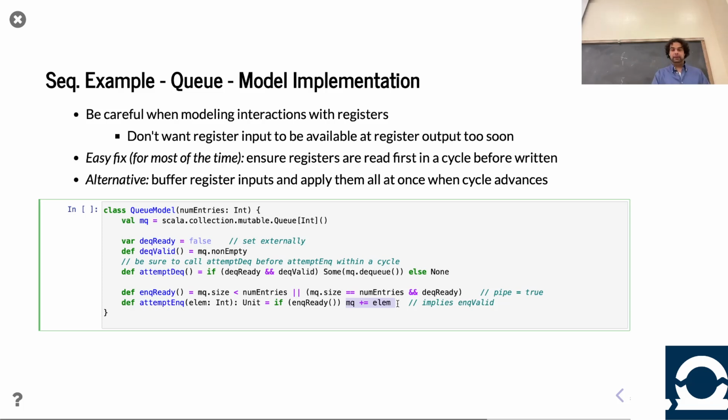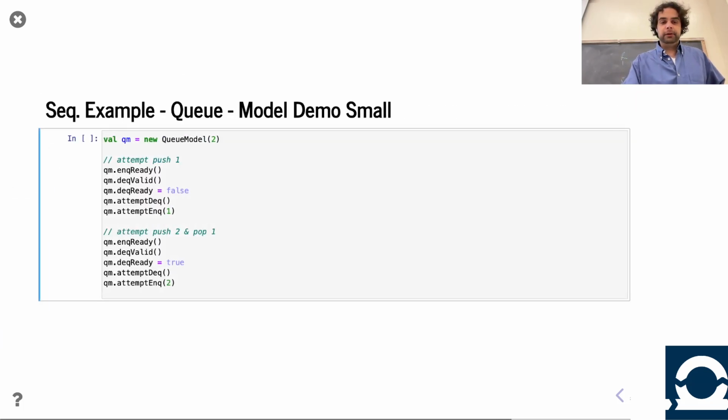The alternative is for registers to actually have two copies, the copy you're allowed to read from and the copy you're allowed to write to. And then at the end of the cycle, your model will copy the written ones to the internal values. Two ways of doing it. Okay, we have a model. So with our model, here's some examples. Say I want to push one into it.